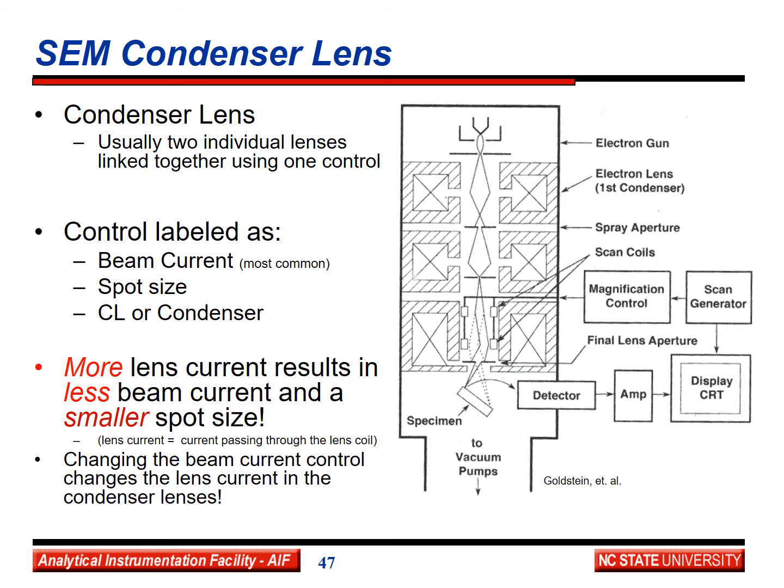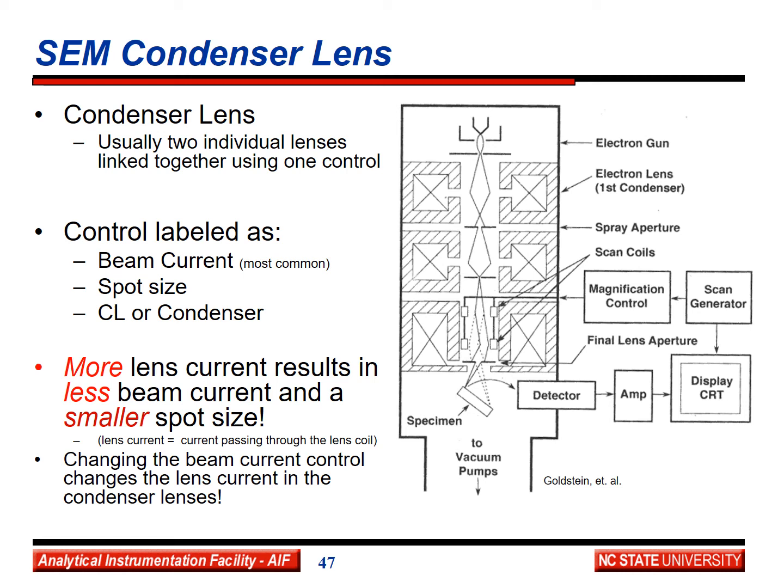In a modern SEM, the condenser lens is typically a set of two lenses that work together in concert using a single control. The designers of the microscope should program the control to operate both lenses in concert so that the operator doesn't have to worry about having to optimize each individual lens.